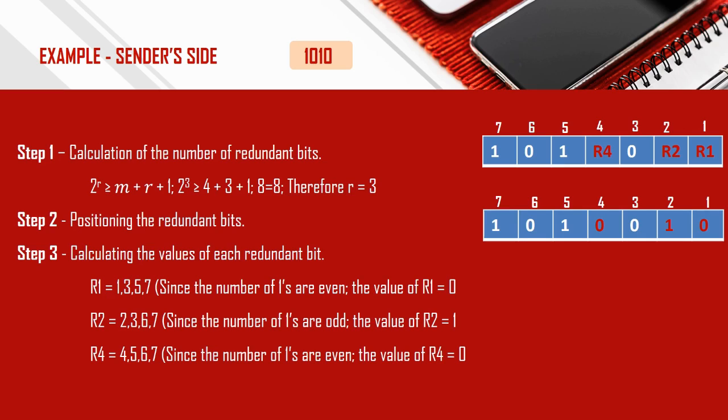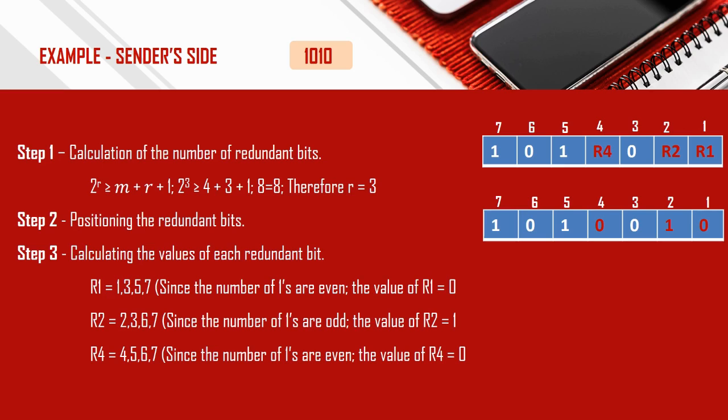So in the first step, calculation of the number of redundant bits. As we have already learned, we can calculate the number of redundant bits using the formula 2 to the power r greater than or equal to m plus r plus 1. Here we have 4 bits, so the number of redundant bits r will be 3, because when we substitute in the formula, 2 to the power 3 is greater than or equal to 4 plus 3 plus 1, that is 8. 8 is equal to 8, therefore r will be 3. So the number of redundant bits is 3.